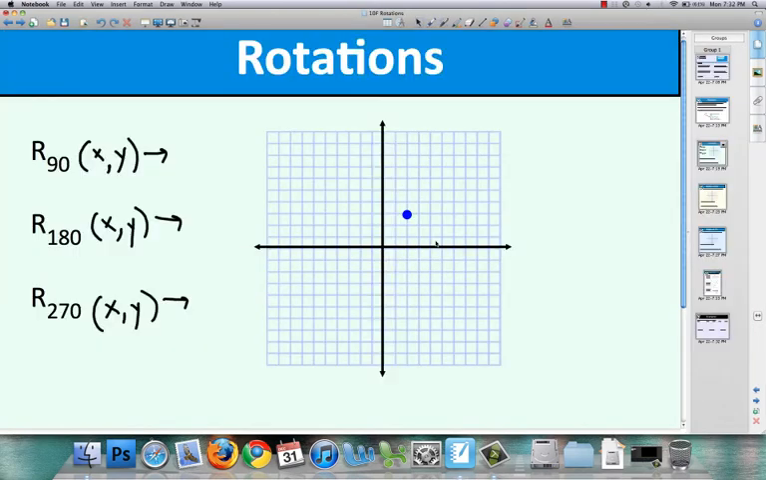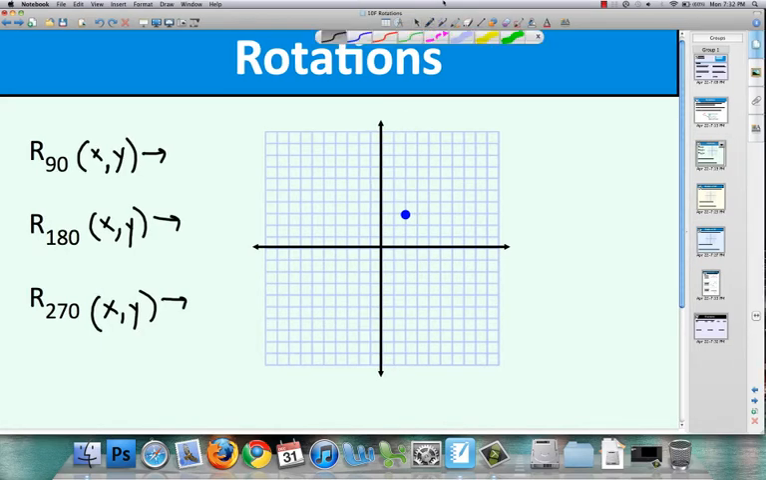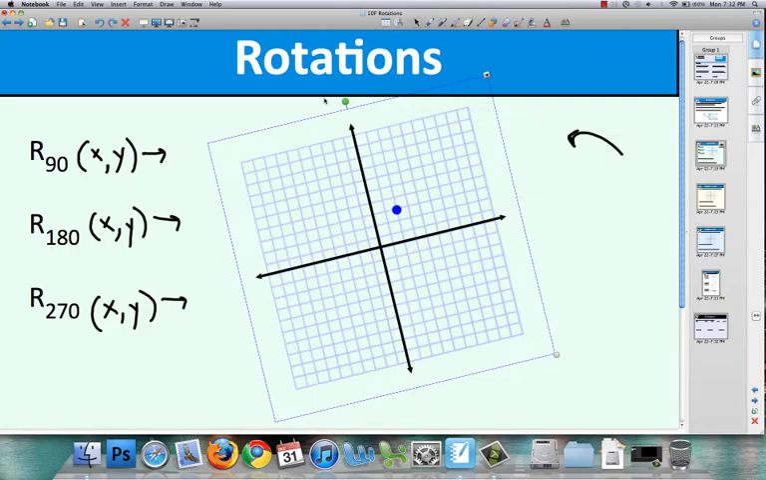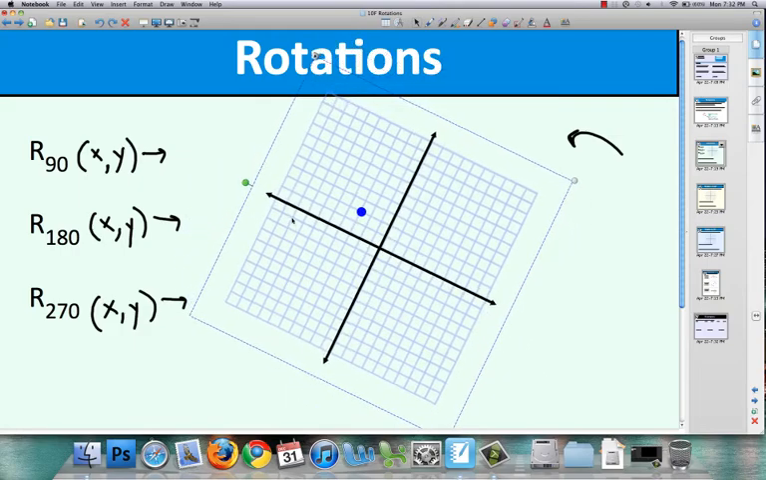So the last type of transformation I wanted to review was rotations. So if you forget your rules, you can literally just take your paper and rotate it however many degrees it asks. So for example, if it says rotation of 90 degrees, you'd want to rotate your paper 90 degrees counterclockwise. So take your paper and rotate 90 degrees and look to see what that point is.